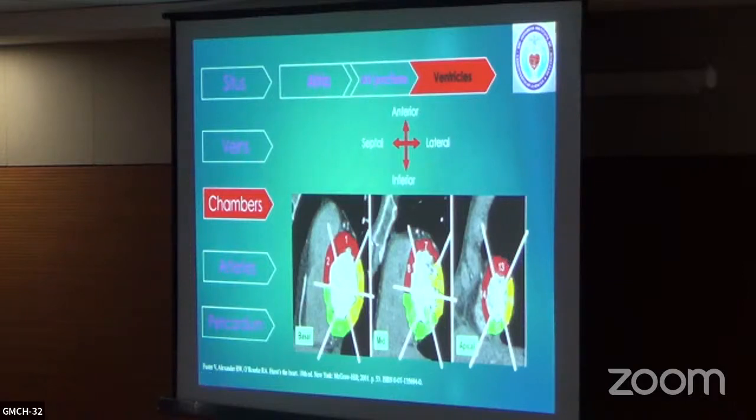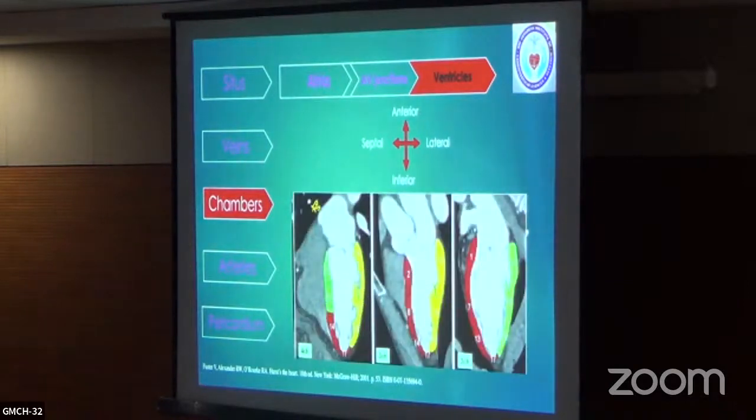So 16 you see here, and the 17th you see on the long axis views. The 17th is the true apex of the left ventricular myocardium.